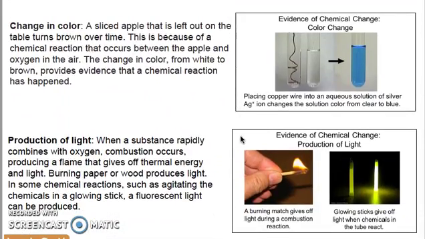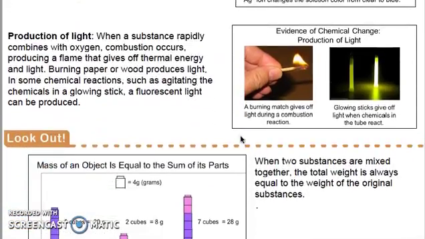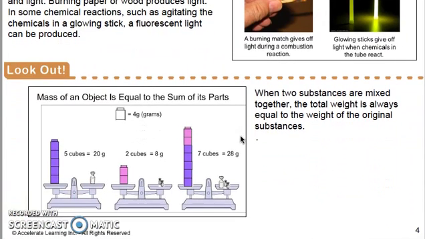Production of light. When a substance rapidly combines with oxygen, combustion occurs, producing a flame that gives off thermal energy and light. Burning paper or wood produces light. In some chemical reactions, such as agitating the chemicals in a glow stick, a fluorescent light can be produced. Let's look out for this.